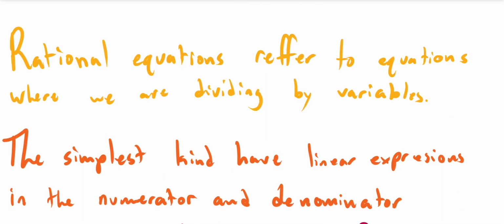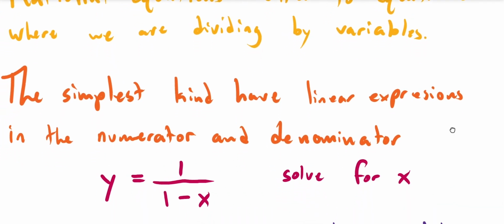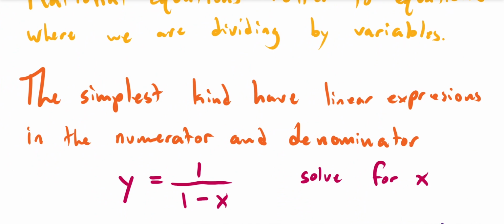We're going to look at a lot of rational functions later in the course, but right now we're going to look at simple rational equations which have linear expressions in the numerator and denominator. Here's a good example of one. y equals 1 over 1 minus x, and I want you to solve this for x.